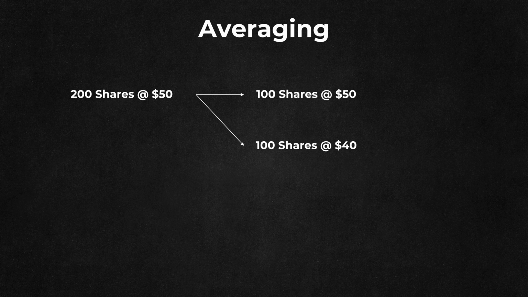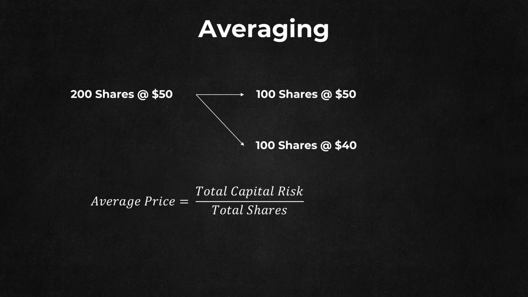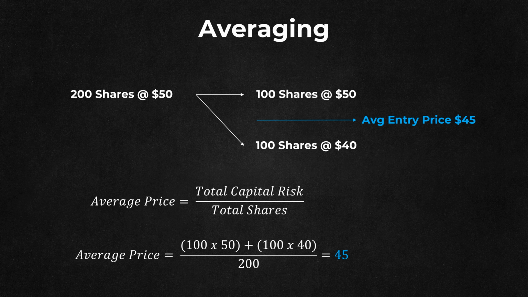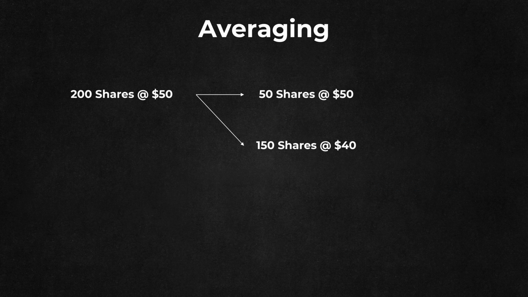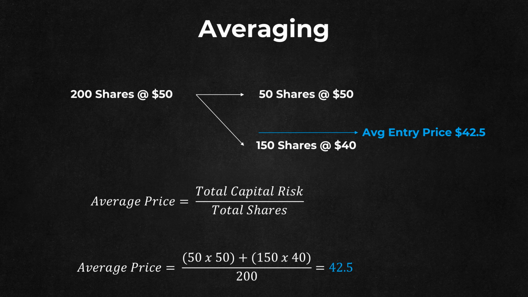To calculate the average entry price, you need to sum the capital risk of all splits and then divide by the total number of shares executed. In this case, the average entry price is $45, which is exactly halfway between 50 and 40. This is an example of linear averaging where the position is split into equal parts. We can also engage in nonlinear averaging, which is when the position is split into unequal parts. That can alter the average entry price in useful ways.